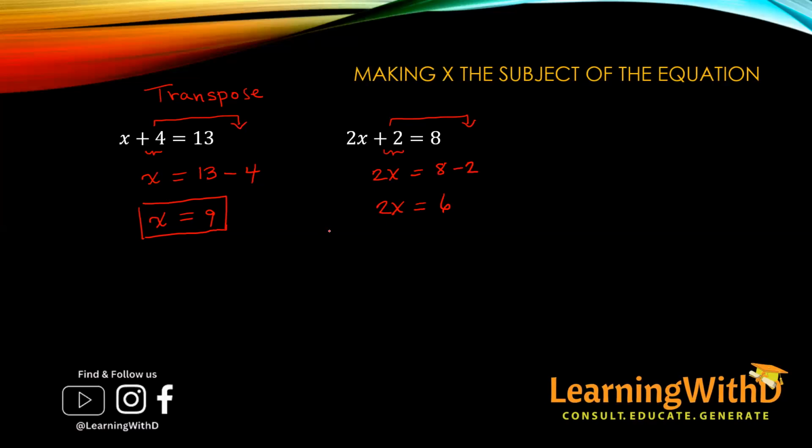So what I'm going to do is I'm going to get rid of this 2 by dividing by 2. Okay? So I'm dividing by 2 so these can cancel. But whatever I do on one side of the equation, I've got to do on the other side. Okay? So these cancel. So I'm left with x is equal to 3.